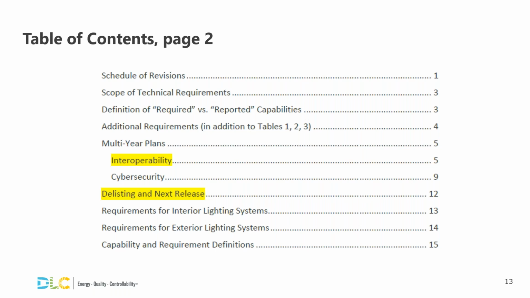Before that, the multi-year plan section on pages 5 through 12 describes plans for interoperability and for cybersecurity. In terms of the main section headings, the multi-year plan for energy monitoring from version 4 was expanded and renamed this year as the multi-year plan for interoperability. And also the grace period section was renamed as delisting and next release.